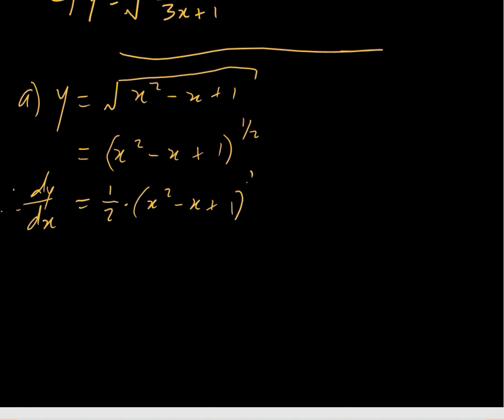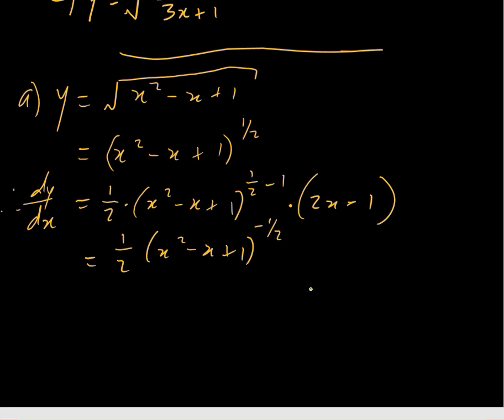reduce the power, so it's a half minus 1, you always minus 1, and now we multiply it by the derivative of the inner function. So the derivative of the inner function, well, x squared is just 2x, and then minus x is just minus 1, and the derivative of a constant is 0. And this is basically it, it's a simplification. So this is x squared minus x plus 1 to the power negative half, and then times 2x minus 1.